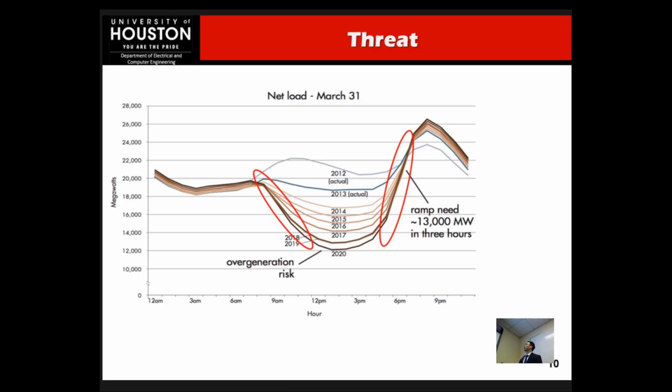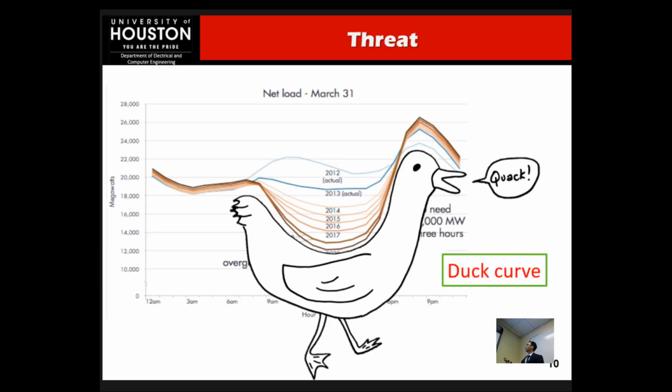It is very difficult for the system operator to satisfy this ramping capability. It is predicted that the system operator needs to satisfy about 13,000 megawatts of ramping in 3 hours to meet user demand. This is one of the famous issues in California net load, which is the duck curve problem.